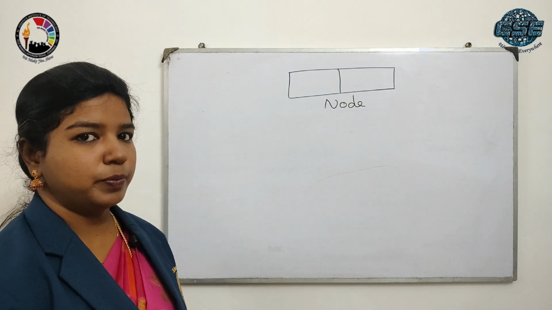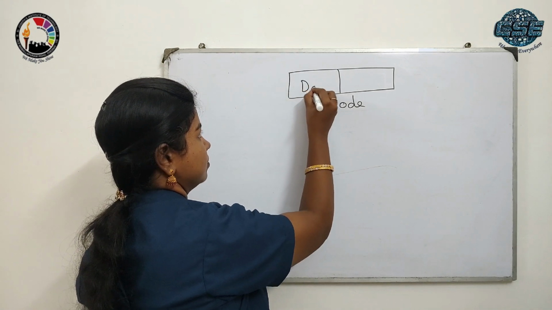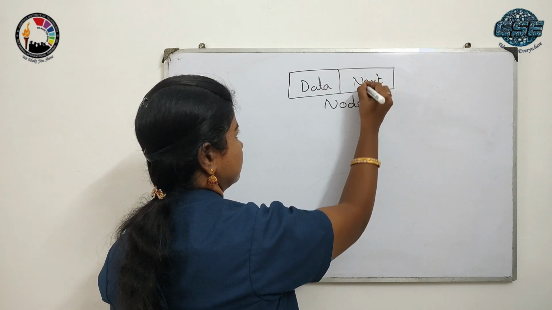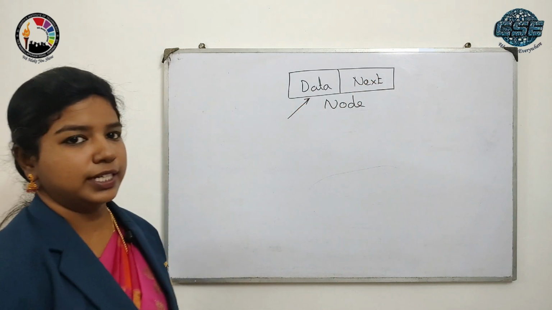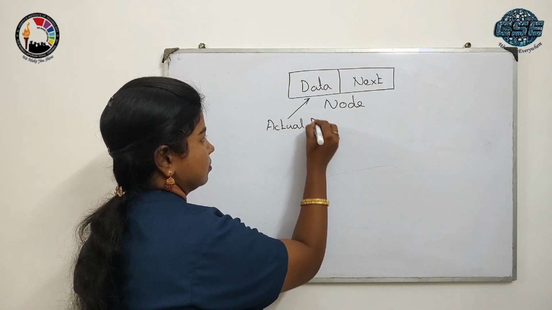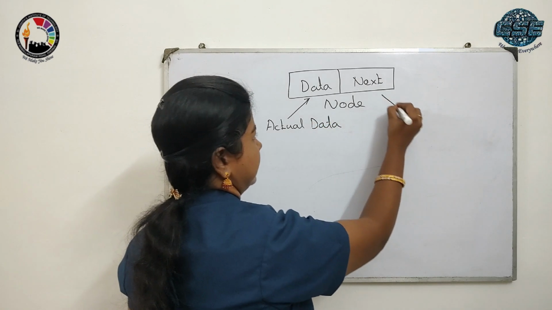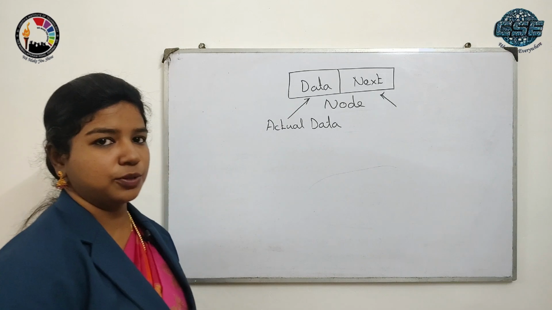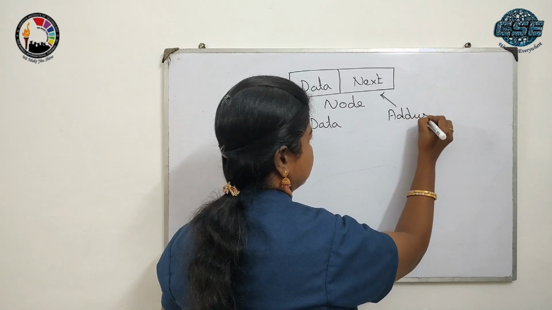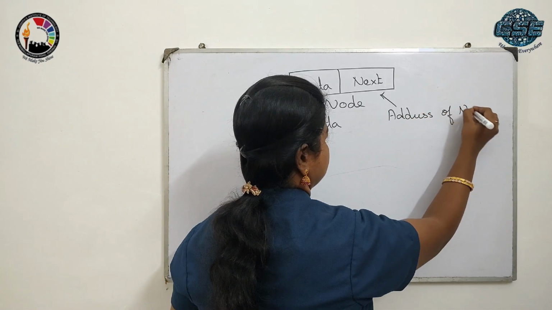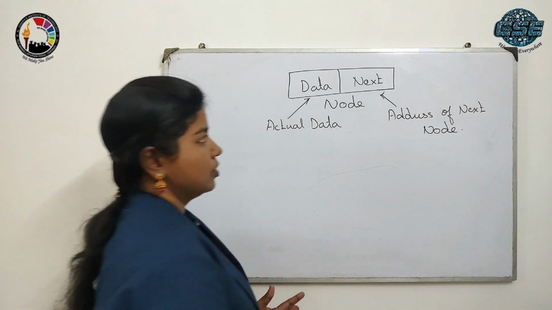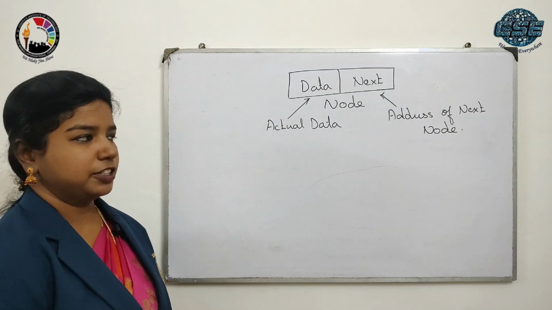A node will be having two parts. One is the data part, the other one is the next part. The data part is where the actual data is stored. And the next part stores the next node's memory address location. So this can be converted into a structure.